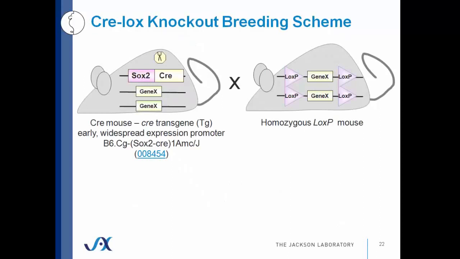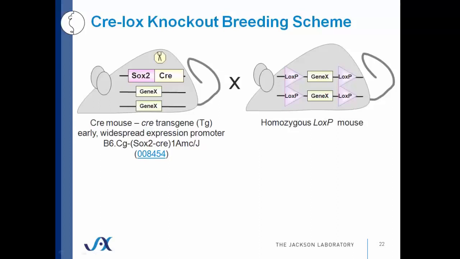And so one way to speed that up a little bit, a more efficient way of generating a germline knockout, is to use a Cre that's driven by a very early and widespread promoter. For example, like the SOX2 Cre. It essentially does the same as a germline specific, but it can get away with having one less generation of breeding to get your desired animal.